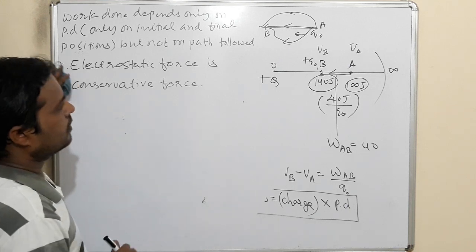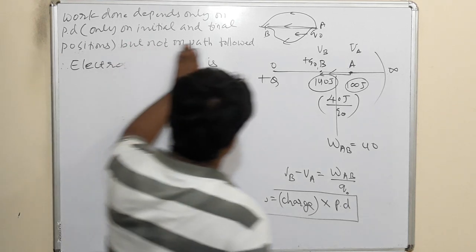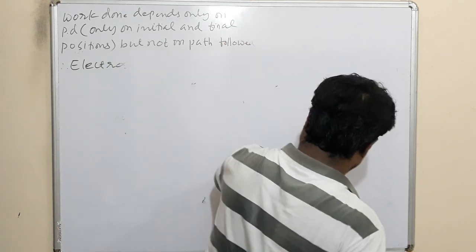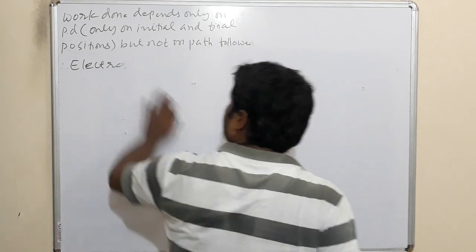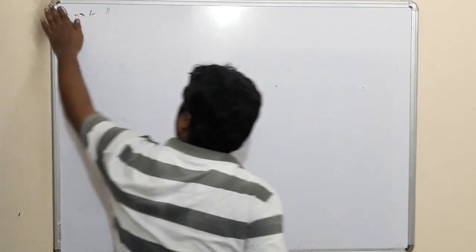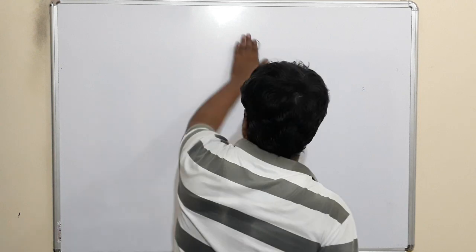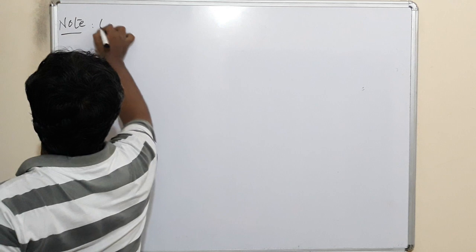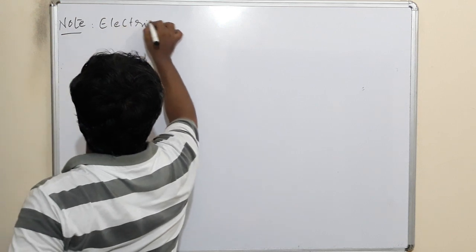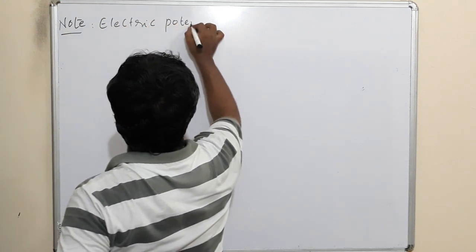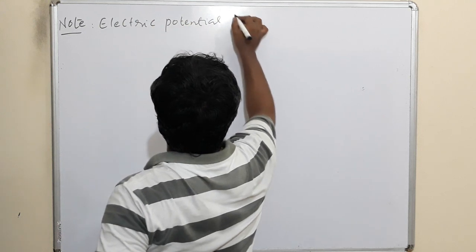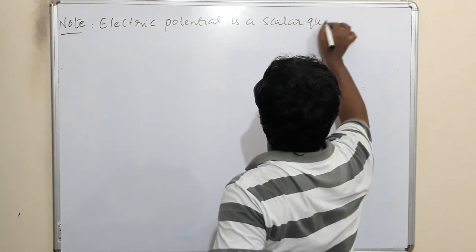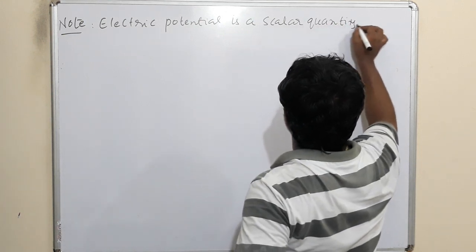So this is the potential difference and electric potential. Now let us see electric potential due to a system of charges. Clearly, electric potential is not a vector. Electric potential is a scalar. This point you should note. Electric potential is a scalar quantity. It will not have any directions.